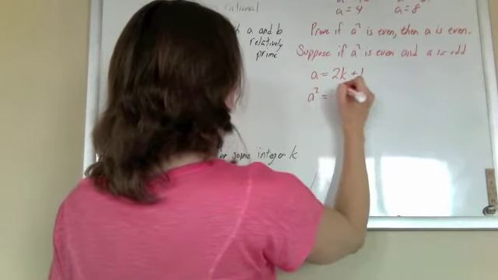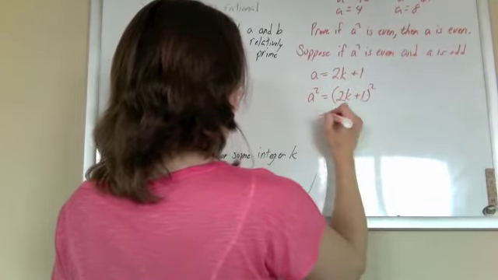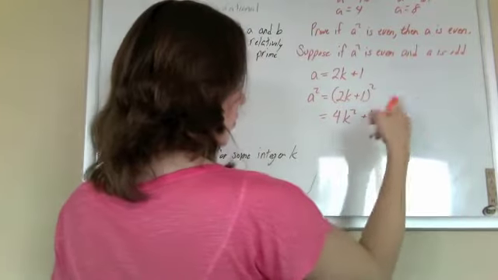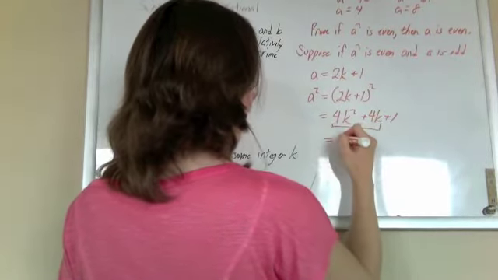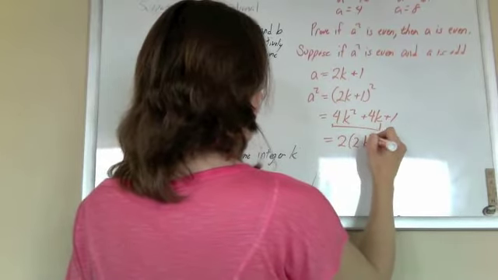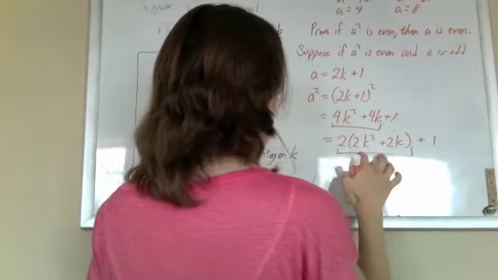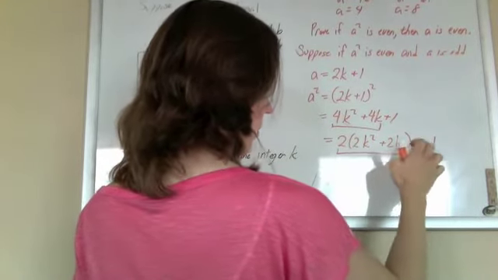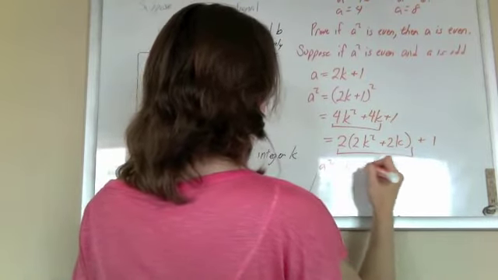And then you could write a squared as 2k plus 1 squared. So 4k squared plus 4k plus 1 would FOIL that out. And I can pull a 2 out of these and say 2 times 2k squared plus 2k, plus 1. So this is even, right, because it's 2 times something, plus 1 would give me odd. So a squared would be odd.